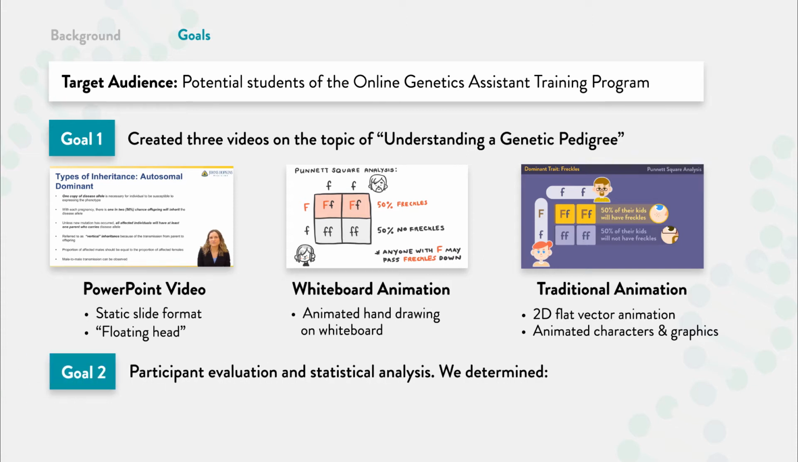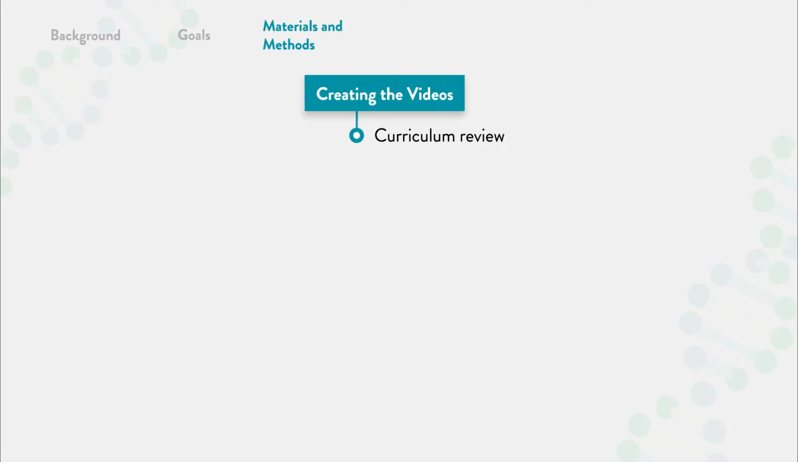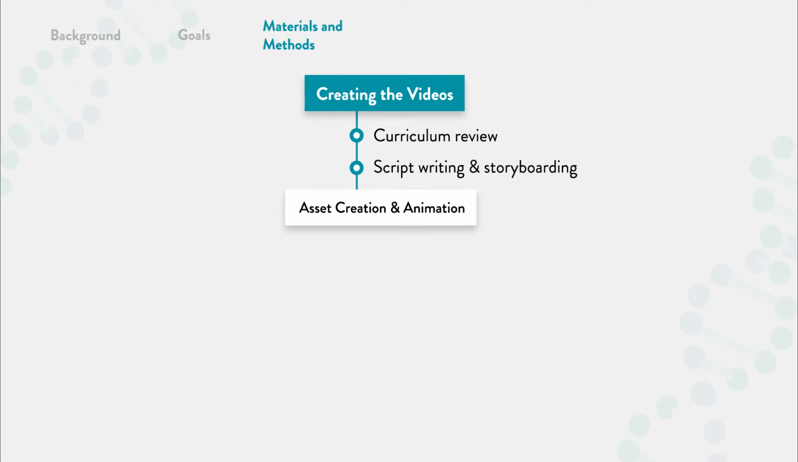Our second goal was participant evaluation and statistical analysis. We determined the retention and engagement value of each type of video, as well as the time and effort spent creating each asset. Our first step was to simplify parts of the program curriculum to create a script on understanding a pedigree. We then diverged into 3 asset creation methods.